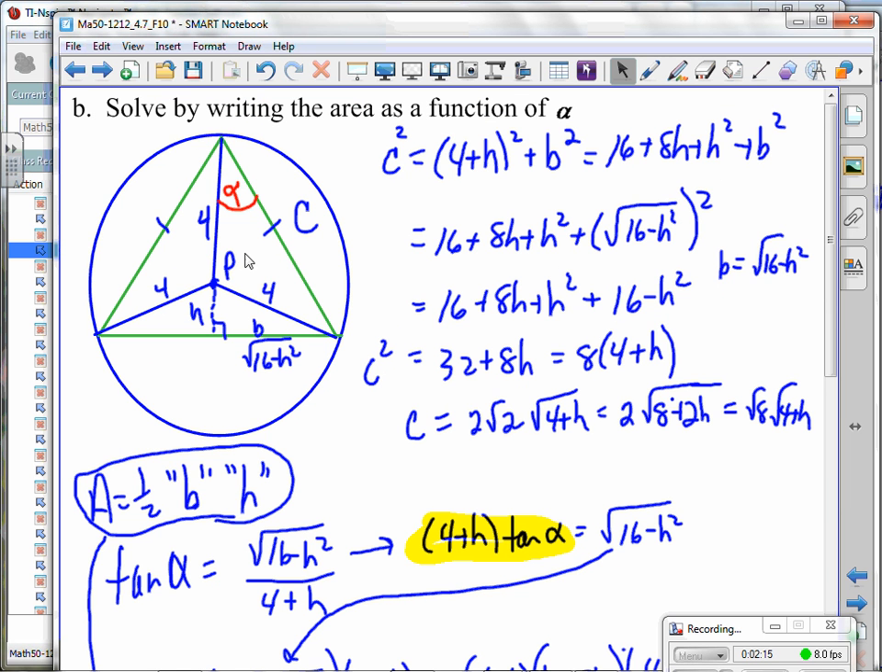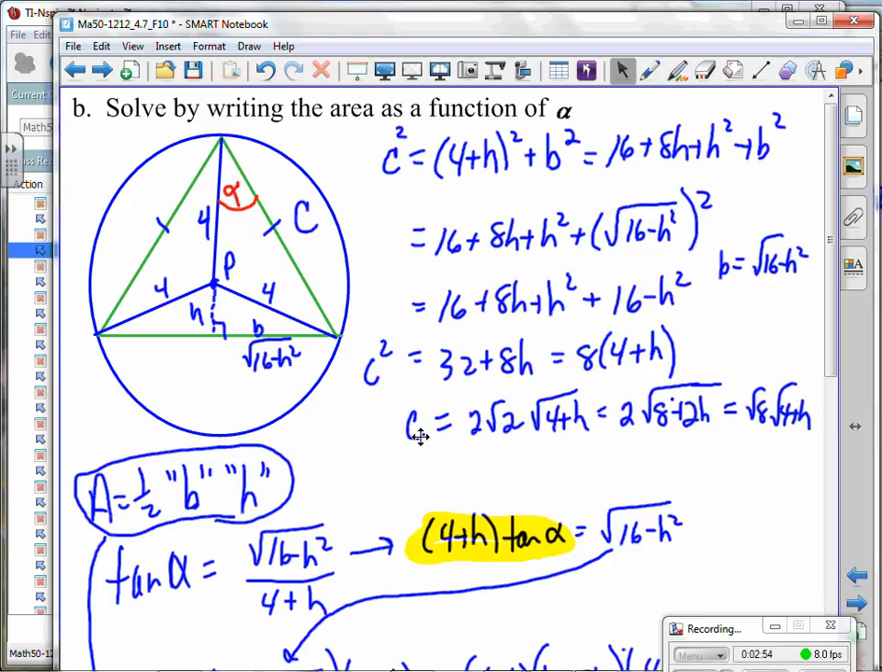So we take a look at this one, and it says do the same problem, but solve it by writing the area as a function of alpha, where alpha is the angle up here. We let this be C, and in order to use alpha, the angle, we have to get into our trig: sine, cosine, tangent. We wrote C squared as 32 plus 8h.